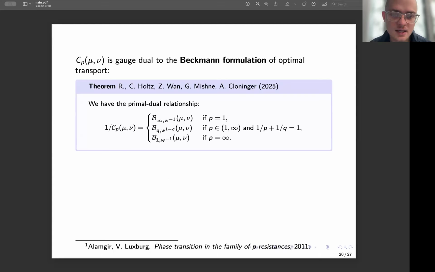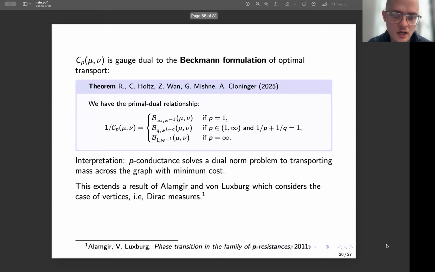And in this setting, up to some modifications on the weights that you should keep an eye on, the CP program is gauge dual to the BQ program, where P and Q are conjugates. I want to emphasize briefly that if your graph is unweighted, if you're just dealing with a combinatorial graph, then you can disregard these weights. They're always going to just reduce to 1. So this is a nice result.